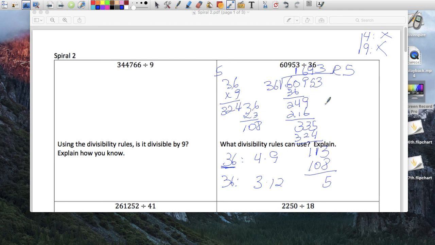So there's all the work. Make sure you write why it worked and why it didn't work here. So we used divisibility rules for 4 and 9 because 4 times 9 is 36, and we needed to make sure that it worked for 4 and 9 in order for it to be divisible by 36. But it didn't, so it didn't work for 36.